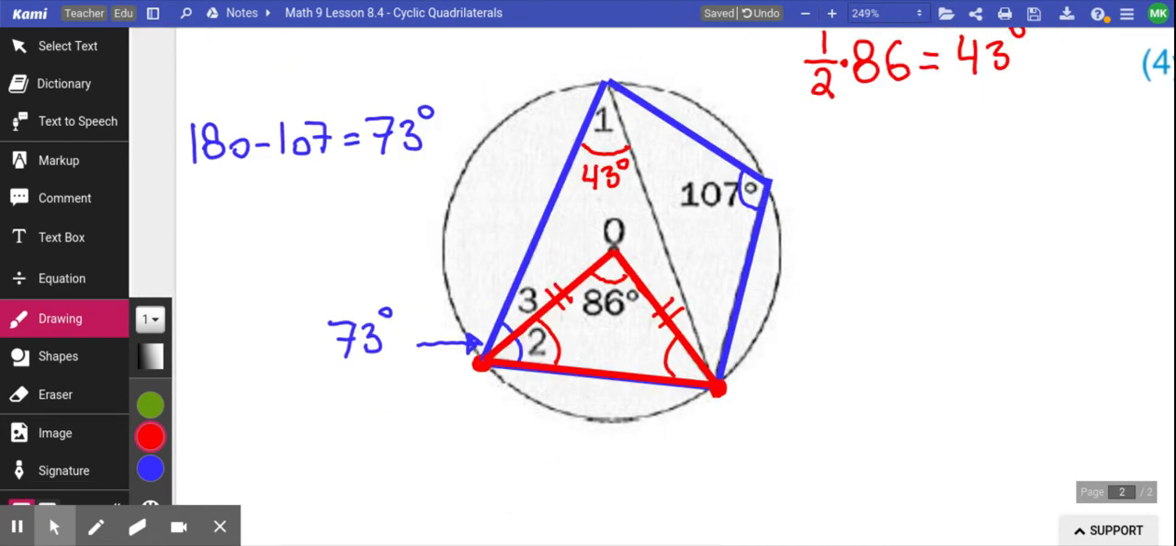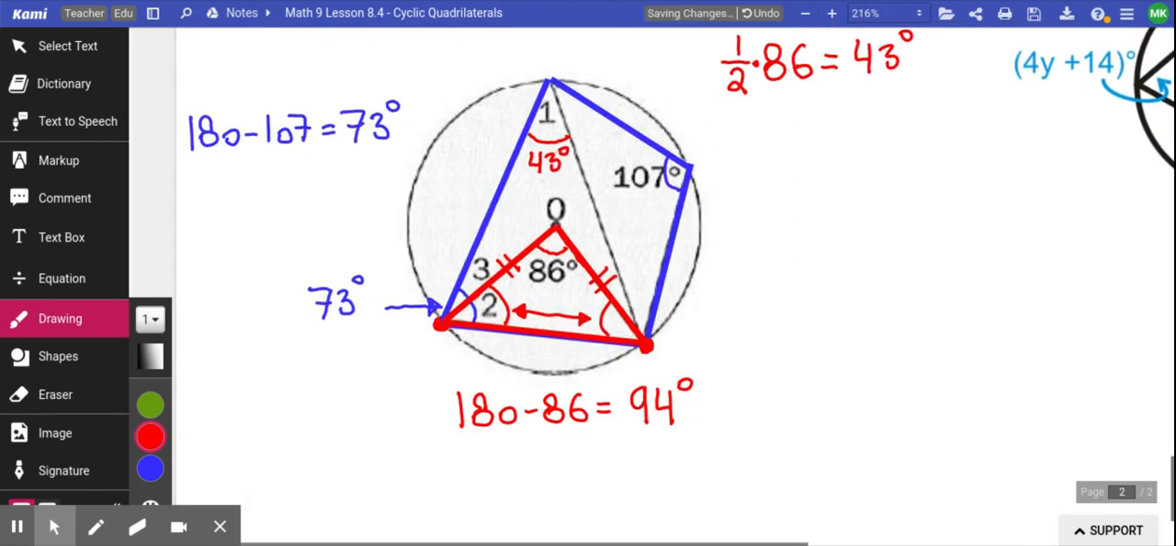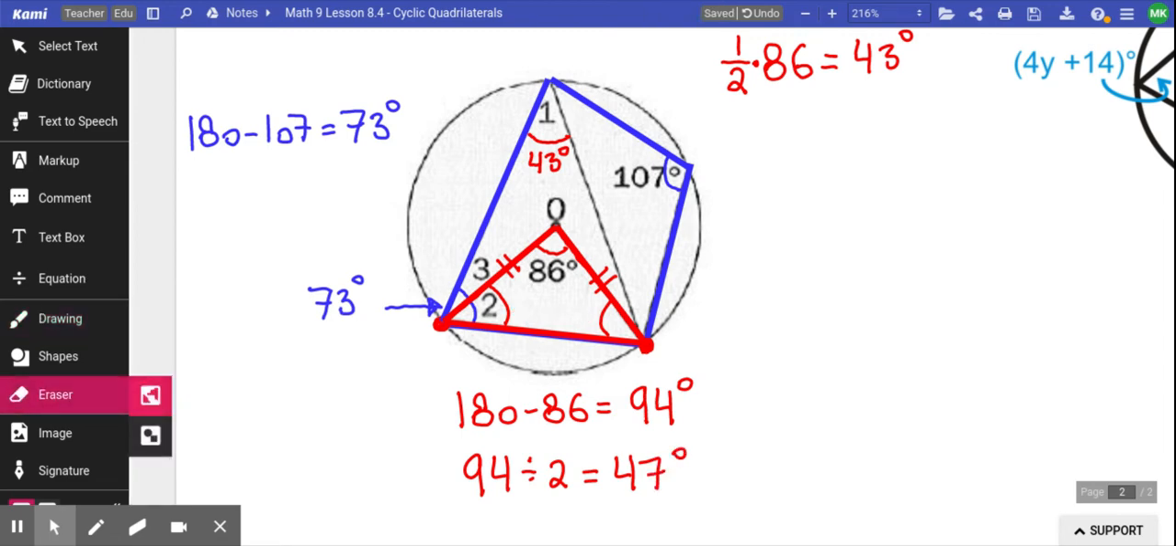This means I could say that 180 minus 86 gives me what the other two angles must add up to be, which is 94 degrees. But both of these angles add to be 94 degrees. So if I wanted to find just one of those angles, I would have to divide that by 2, split it in half. That would give me 47 degrees. That means angle 2 is 47 degrees.